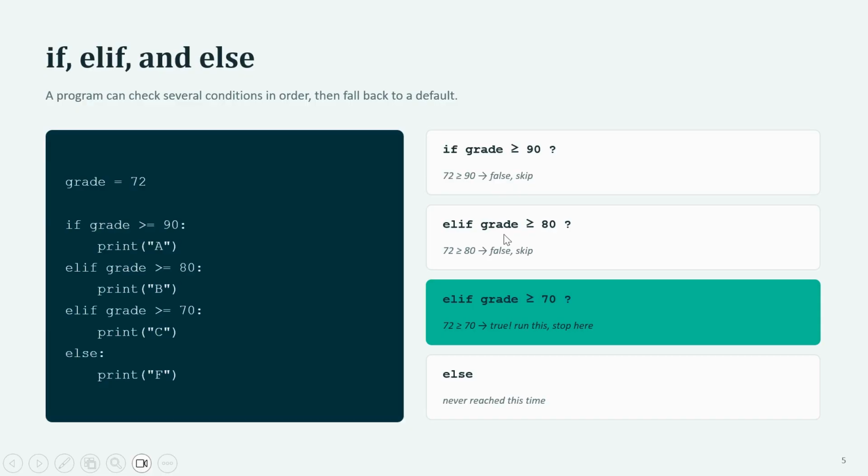Else if grade is greater than or equal to 80? No, it's 72, false, skip. Grade is greater than 70? Yes, it's 72, so true. Run this and stop here. It never reaches the last one this time, because the grade is changed. We can pass many other grades, put it in a loop, and iterate over many grades, and then we can do the same for everyone.